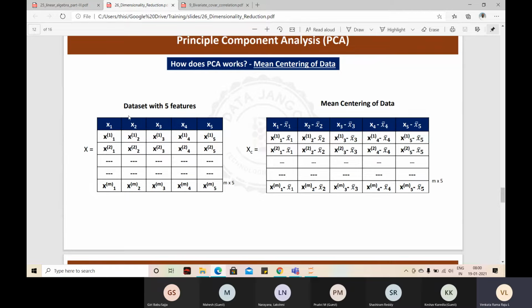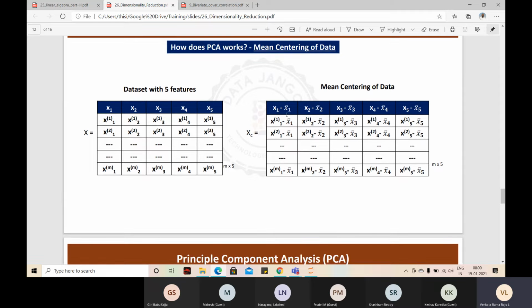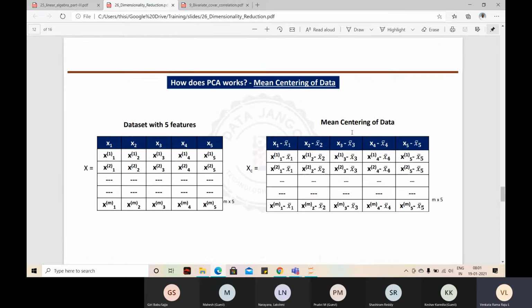So here I have taken the original data. There are 5 columns, right? Just now a question, right? Whether there are 5 columns or 5 million columns, it is going to calculate the centered matrix. X1 minus X1 bar, X2 minus X2 bar, X3 minus X3 bar, right? Like that. So X bar is mean. I calculated the mean of the first column and subtracted it from the same, mean of the second column, subtracted from the same. Right? This is mean centering.